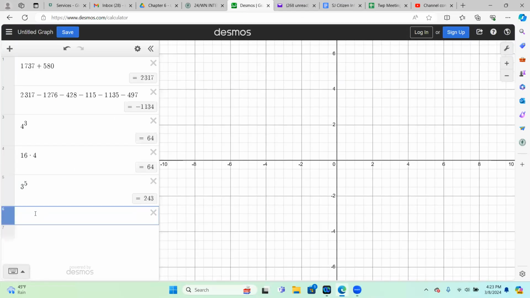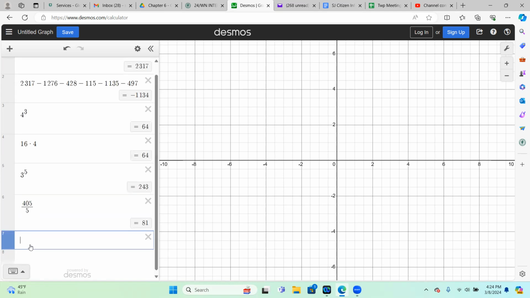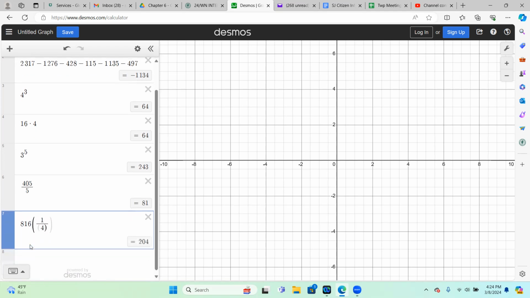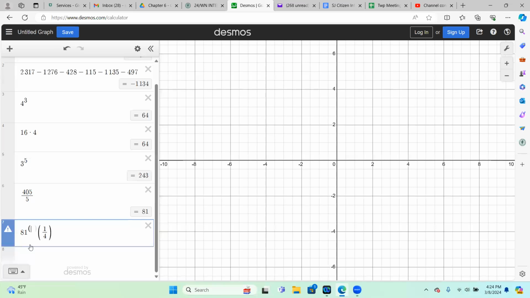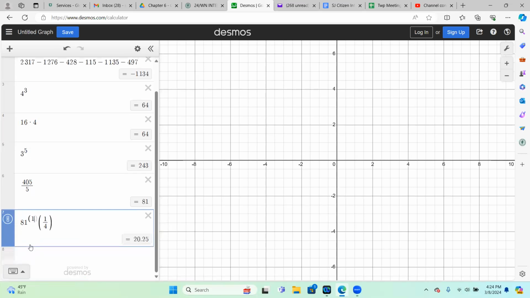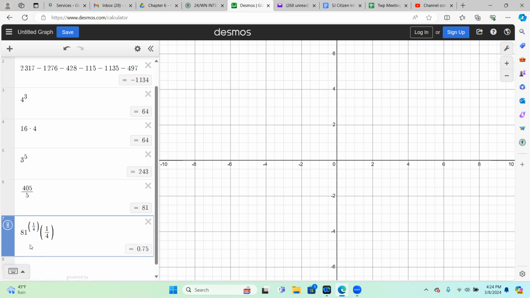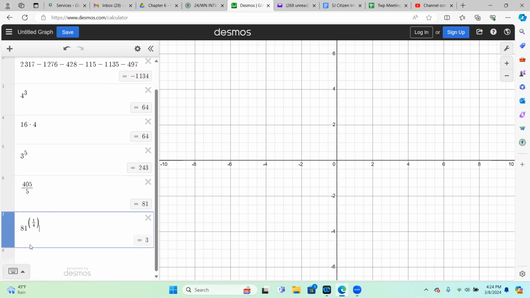I'm looking for something that has a power of 4 that's a factor of 405. So I'm going to take 405 and divide it by 5 and see what it comes up with. 81. And I know 81 to the 1/4, or the fourth root, is 3. Okay, so 81 times 5 makes 405.